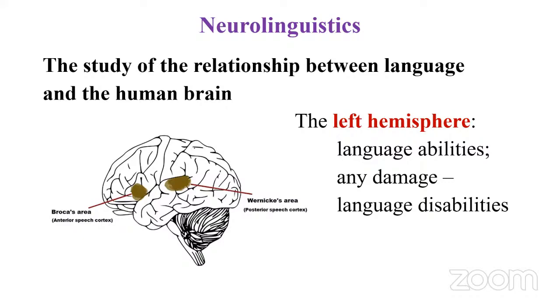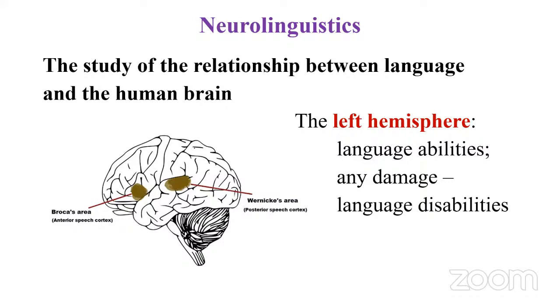There are two major areas. There are a lot of language areas in the brain, but the most famous ones are Broca's area, anterior, in the front part, that is the anterior speech cortex. Then on the other side, we have Wernicke's area, the posterior speech cortex, at the back. So this is towards the front and this is towards the back.